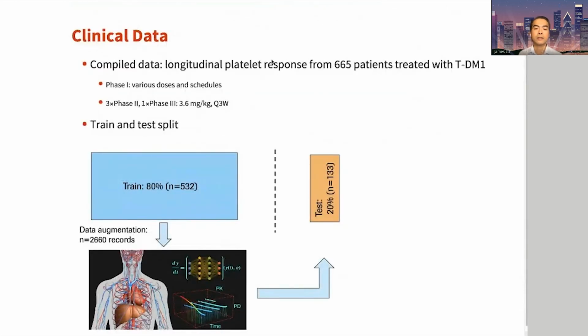In testing out this methodology, we've taken longitudinal platelet response from more than 600 patients treated with the drug TDM1. Namely, we split the data into 80% train and 20% test set and apply data augmentation onto the training set to get more than 2,600 records that are then fed into the neural network.